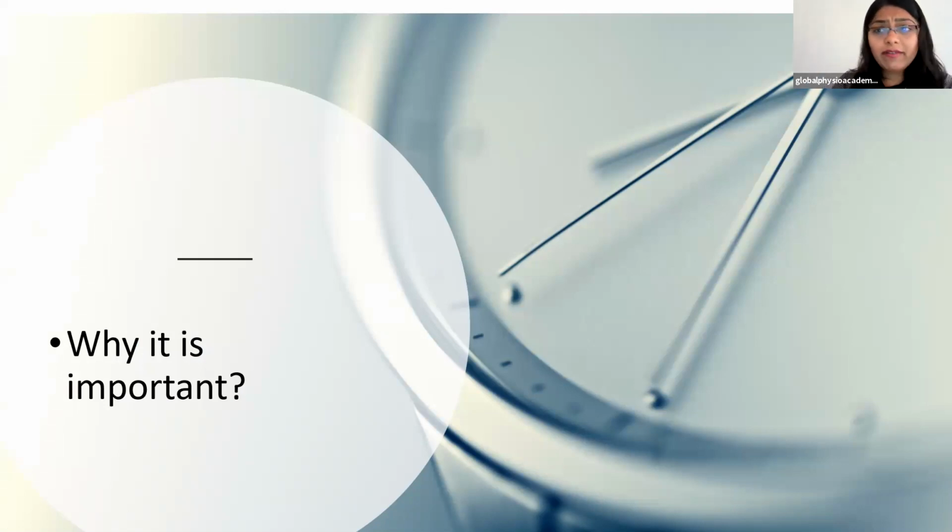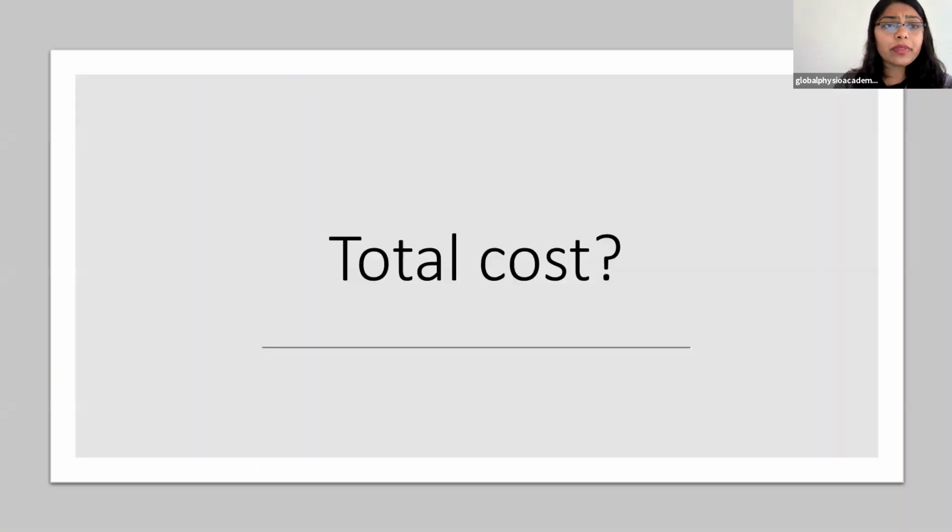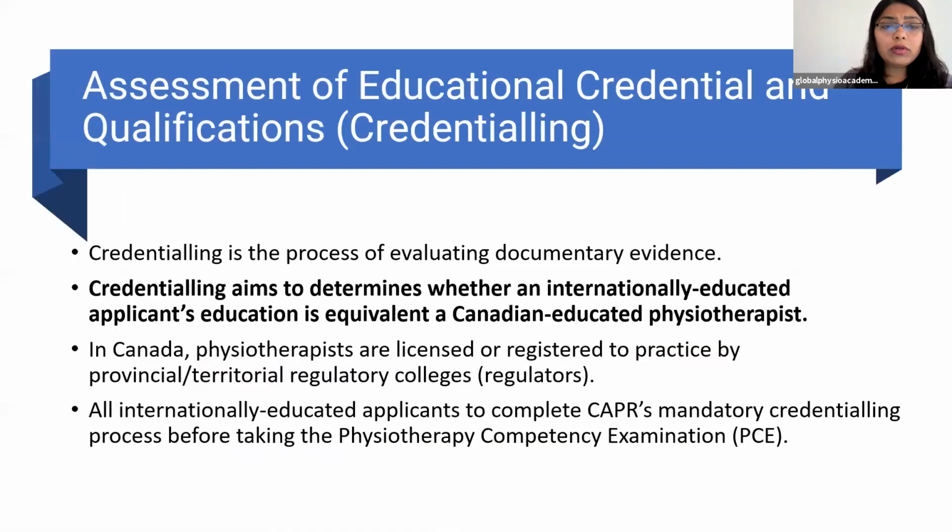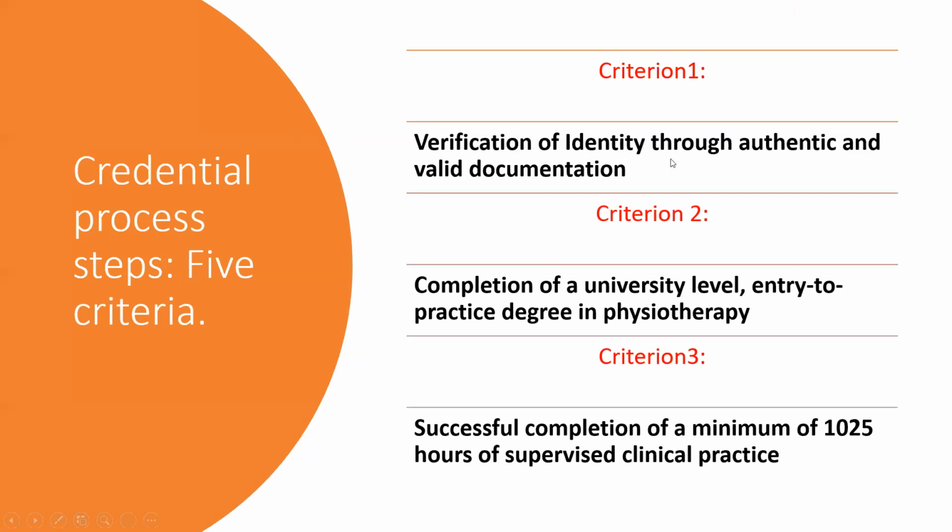Perfect. Clear. Let's have a look at what the credential does. So now go with the 5 criteria. Verification of the identity through valid identification documentation, authentic and valid documents. That is your Form A, Form B, Form C, your passport and all this. Completion of a university level, entry to level practice degree in physiotherapy, submission of the degree certificate and all this. Either the college or the university submits transcript, mark sheet, clinical hours, internship certificate, graduation verification certificate, that all comes under criteria 2.